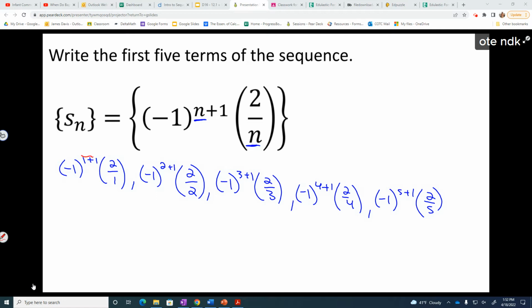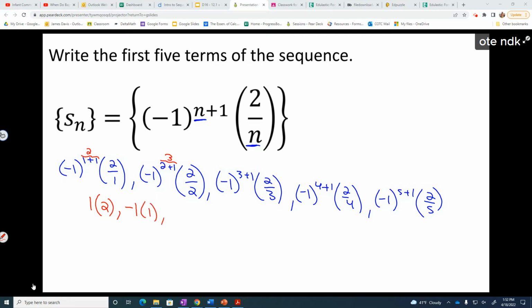This is 2, right? 1 plus 1 is 2. So what's negative 1 squared? Positive 1, right? So negative 1 squared is positive 1. So it's positive 1 times 2 for our first term. Our next term, this is negative 1. 2 plus 1 is 3. So it's negative 1 cubed. Negative 1. And then it's 2 over 2, which is just 1.